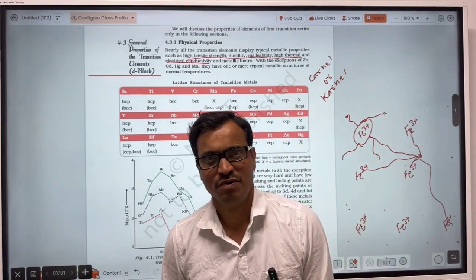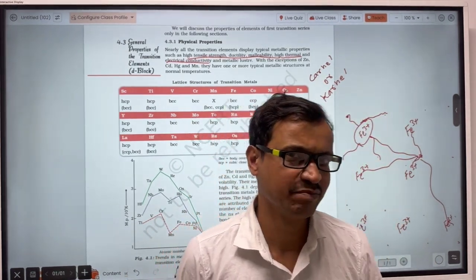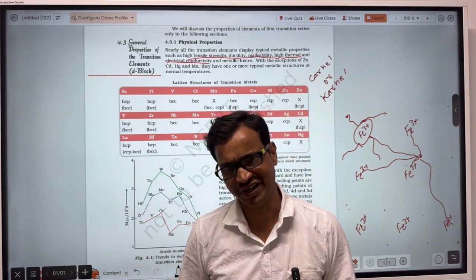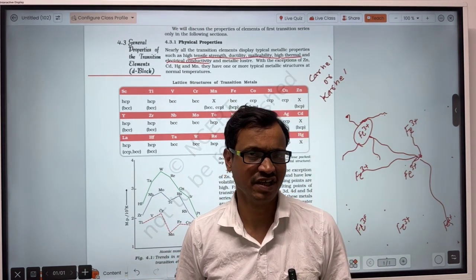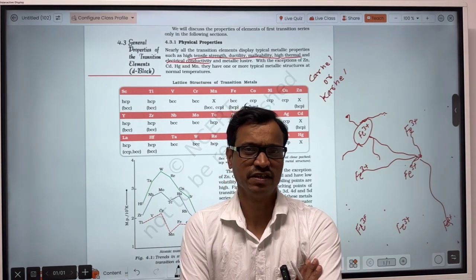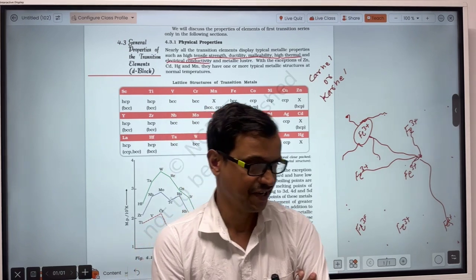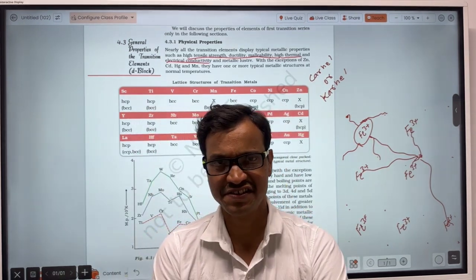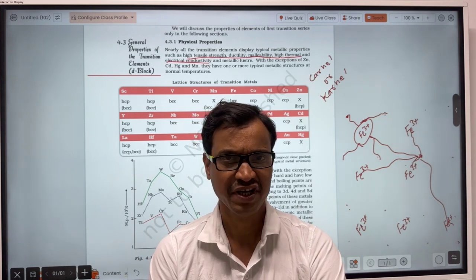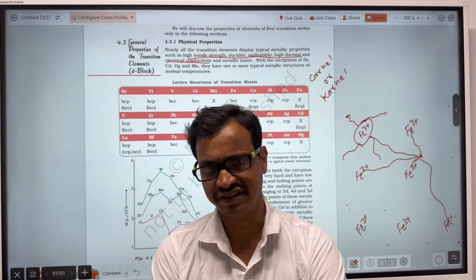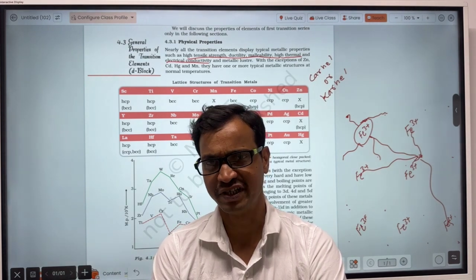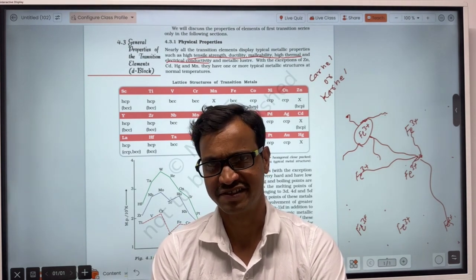Whenever you consider the melting point or the boiling point, you have to consider the force of attraction operating between the constituent particles. In the case of d block elements, the participation of electrons in metallic bond formation is greater due to the presence of incomplete d orbitals.